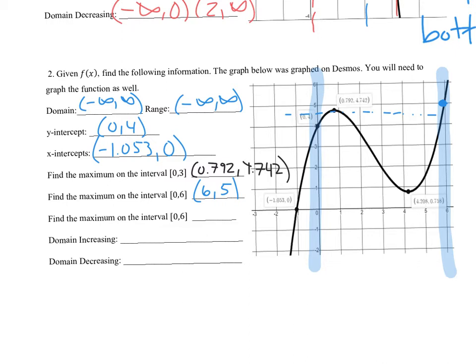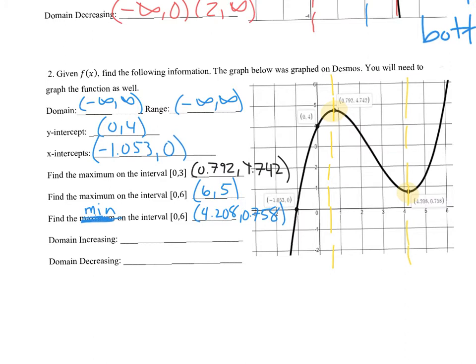Now, the next question says maximum, but we're going to scratch that out. Let's pretend it says minimum. And so we're now going to find the minimum between 0 and 6, and that one's an easier thing to verify. It's right here. It's at 4.208, comma 0.758. Okay, and so that right there would be the minimum over that interval. Okay, so now let's talk about where its domain is increasing and decreasing.